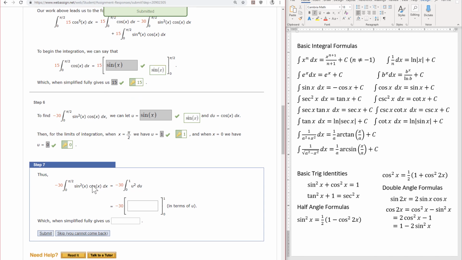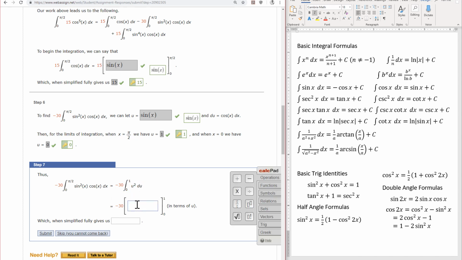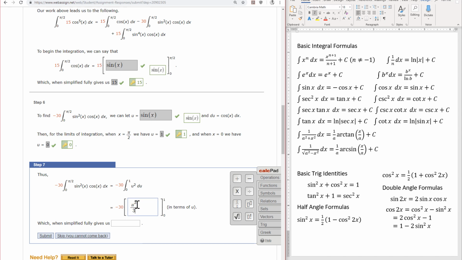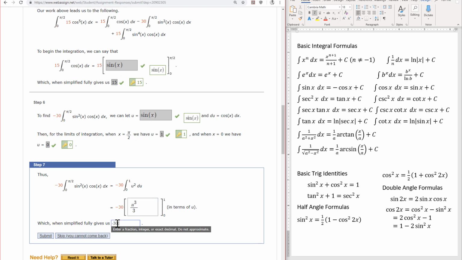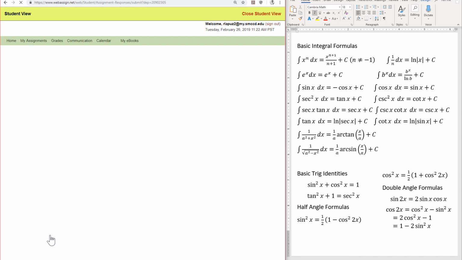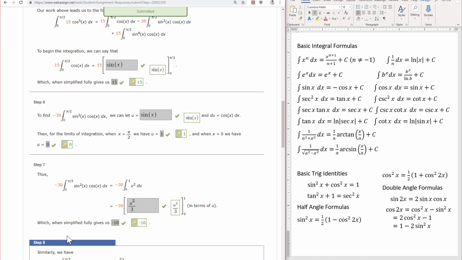So now we integrate from 0 to 1. Remember that u was equal to sine x. So this is actually u squared, and we're just integrating u squared. So that's u cubed over 3. And we integrate that from 0 to 1, so this is going to be a negative 30, that constant sitting out there, and then we have 1/3 minus, and then we put 0 in there, we get 0. So 1/3 times 30 is equal to 10, and the negative sign remains. So that's two integrals down.